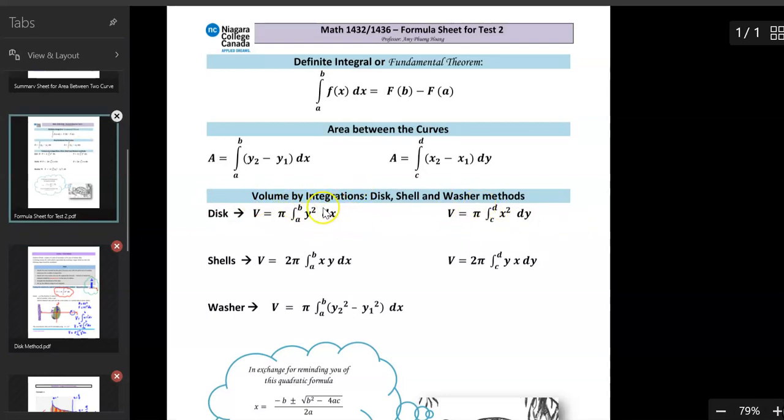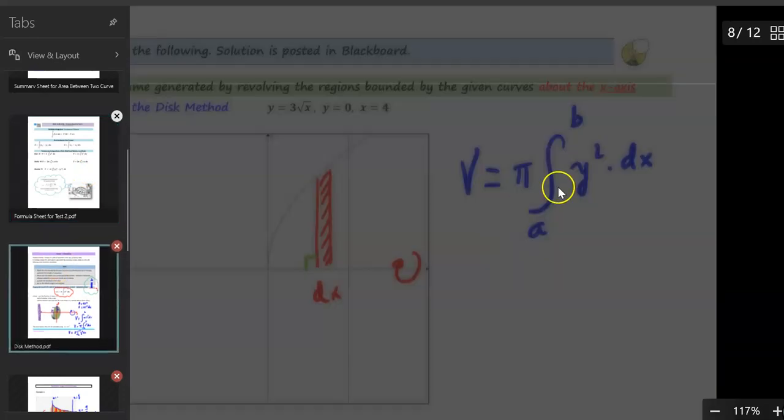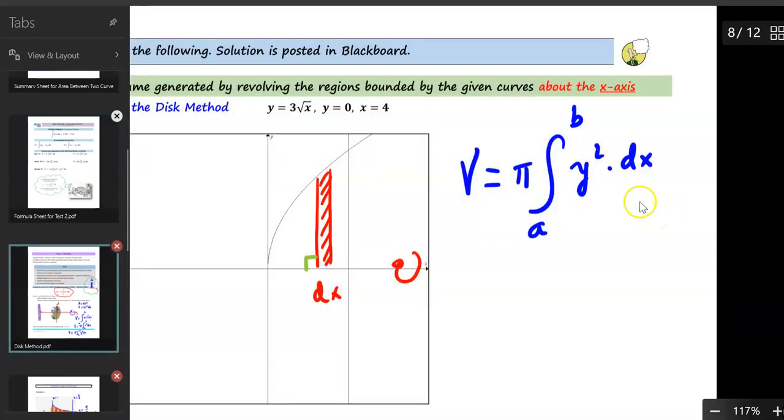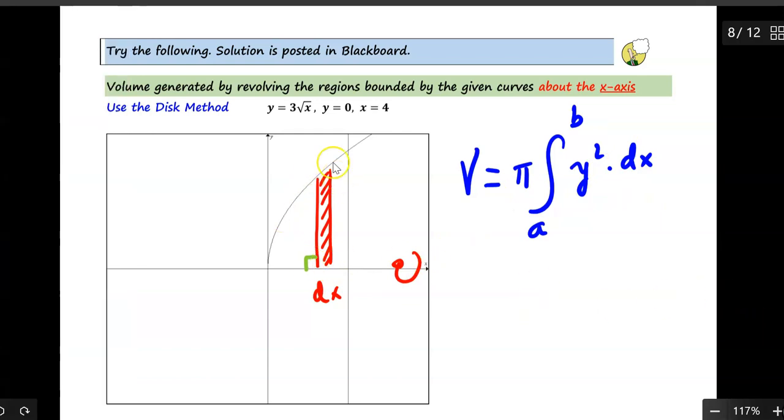How do you know which one is the element that you are going to draw, which is perpendicular to the axis of rotation? So perpendicular to this axis of rotation is dx, so you are going to use these formulas with the dx. And the axis of rotation is given to you. I will always give you the axis of rotation. You never have to guess, okay?